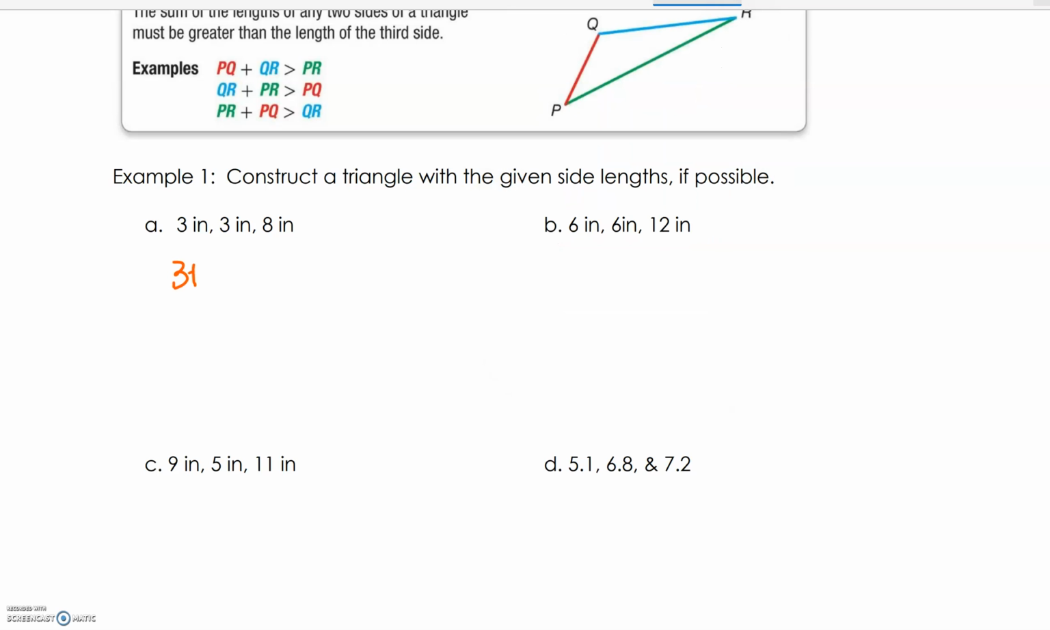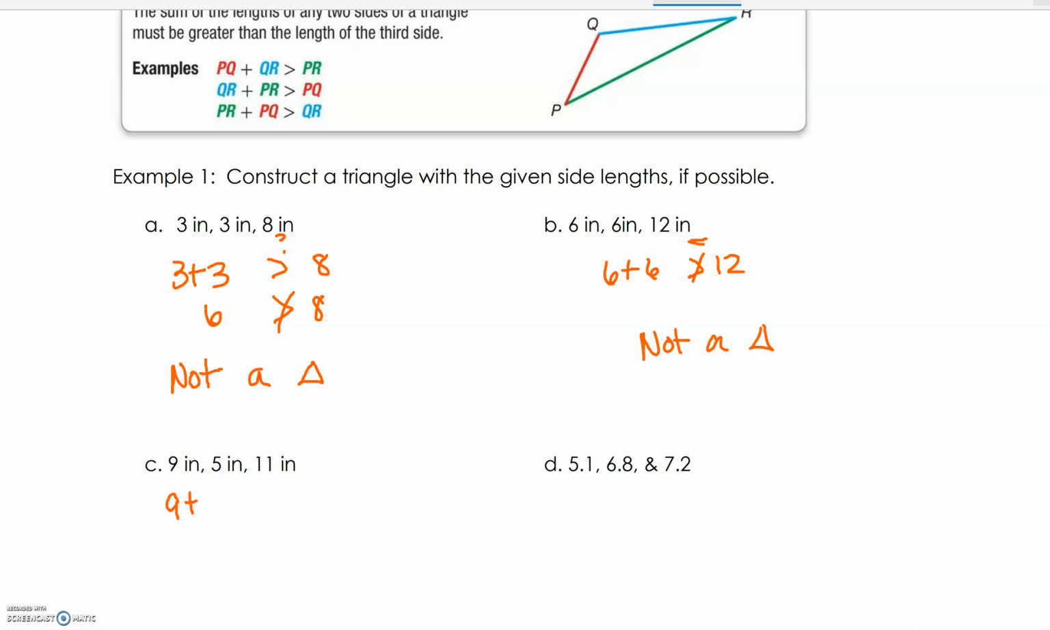So we would take 3 plus 3 and see if it's greater than 8. Well, no, 6 is not greater than 8. So this cannot be a triangle, not a triangle. 6 plus 6, is it greater than 12? Well, no, it's equal to. So again, not a triangle.